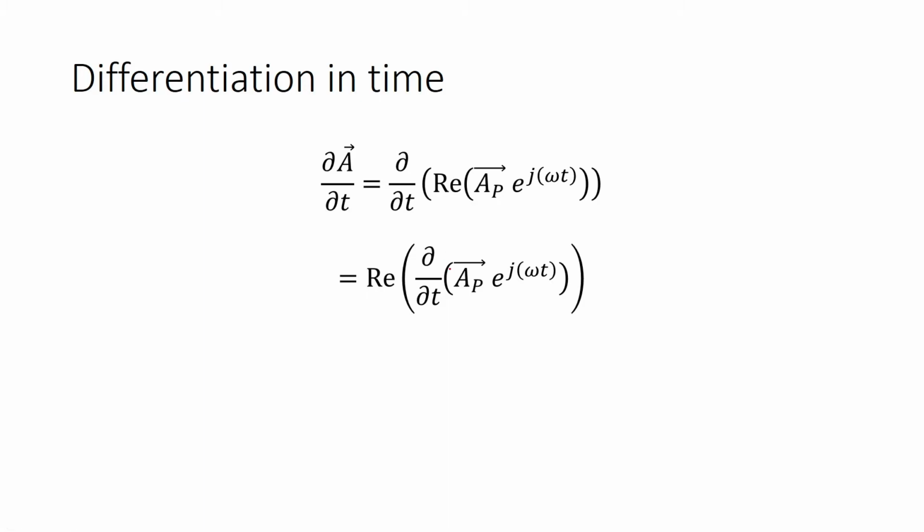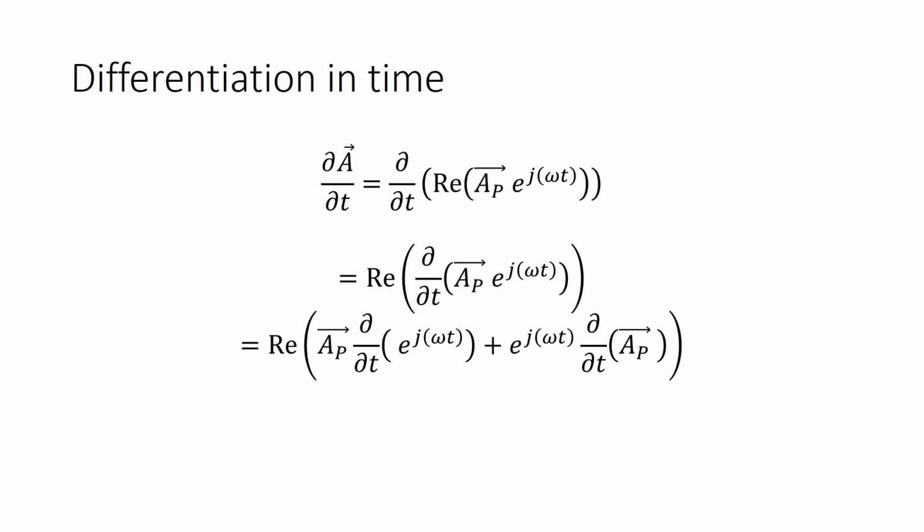Now, what happens when you differentiate a time harmonic field in time? If I differentiate A bar in time, then I am differentiating the real part of Ap bar exponential of j omega t. The differentiation and the real operation, both being linear, can be rearranged. This is the real part of the differentiation of Ap bar exponential of j omega t. Now, applying the product rule, I get Ap bar times dou by dou t of exponential of j omega t plus exponential of j omega t times dou by dou t of Ap bar. We have already seen that Ap bar is not a function of time. Therefore, its differentiation would result in 0, whereas the differentiation of exponential of j omega t would result in j omega exponential of j omega t.